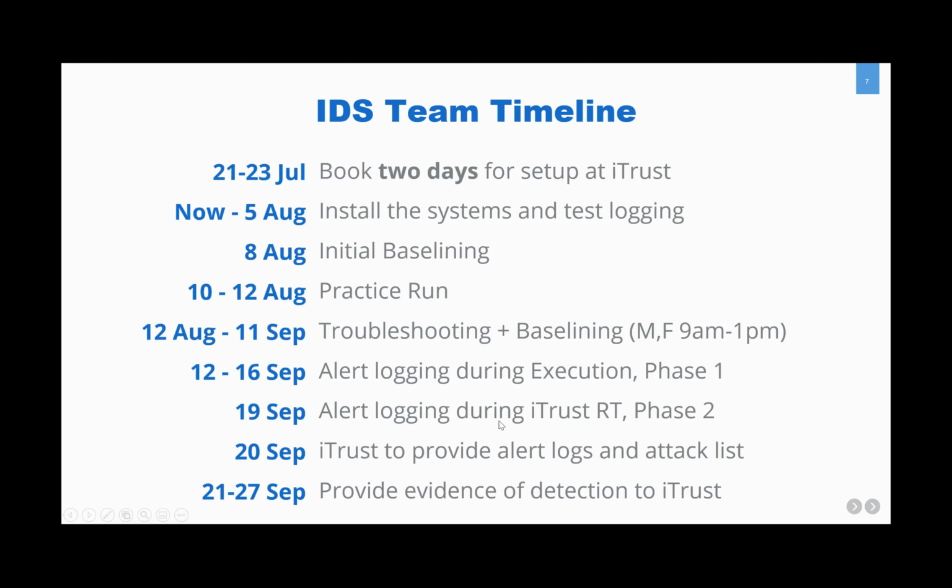So we'll describe that. On 20th of September, within 24 hours, we will provide you all the alert logs as well as the attack list, and we'll expect all the IDS teams to provide evidence of detection and anomalies to iTrust within the next week. So these will be the steps involving the collaboration between all of you IDS teams as well as iTrust. So this is the detailed timeline.